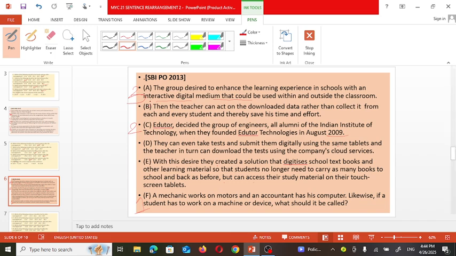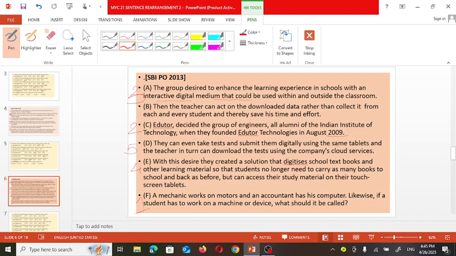So E statement supports this A statement with this desire. Means what was the desire? To enhance the learning experience. With this desire they create a solution that digitalize school textbook and other learning material so that the student no longer need to carry their books, okay, and they are able to use all these textbook and other material on their tablet or touch screen, isn't it? So now after E, to support this statement, D is useful for that. They can even take a test and submit them digitally using the same tablet.